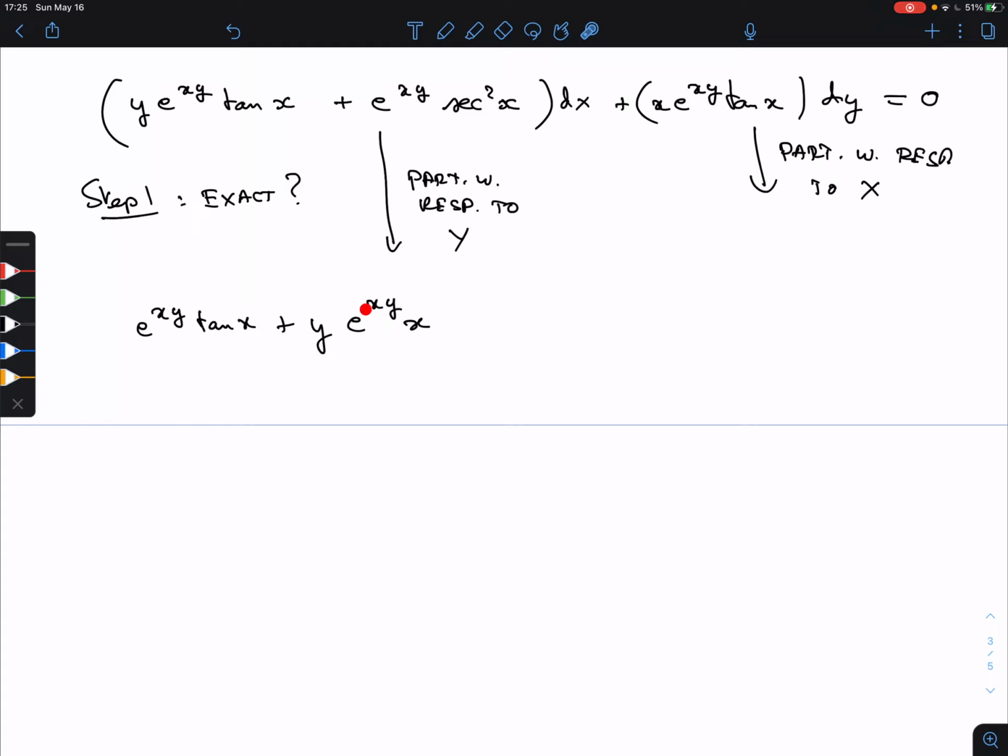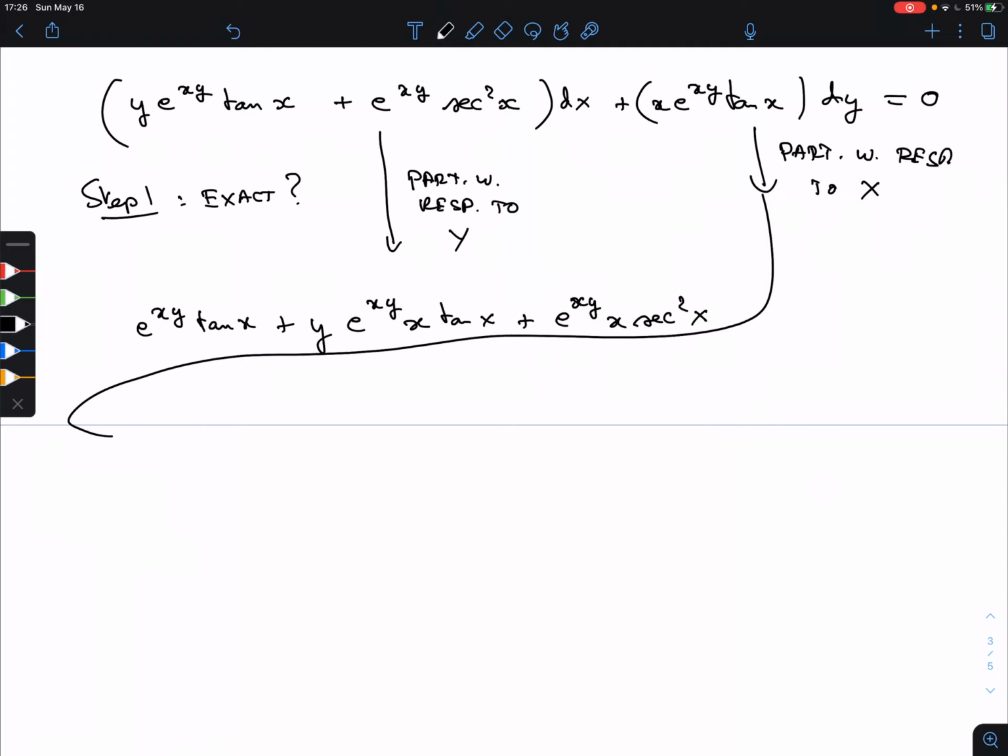Now x is a constant as far as y is concerned, but it still comes out there, right? If this would be e to the 5y, you have to have 5 here. So it's e to the xy, so you have to have x here. And then the tangent x is again a constant that I have to copy. Plus, now I do the same thing here. That is e^(xy) x, for the same reason again that we have this x here, and the secant squared is just a constant. Okay, that's the partial with respect to y.